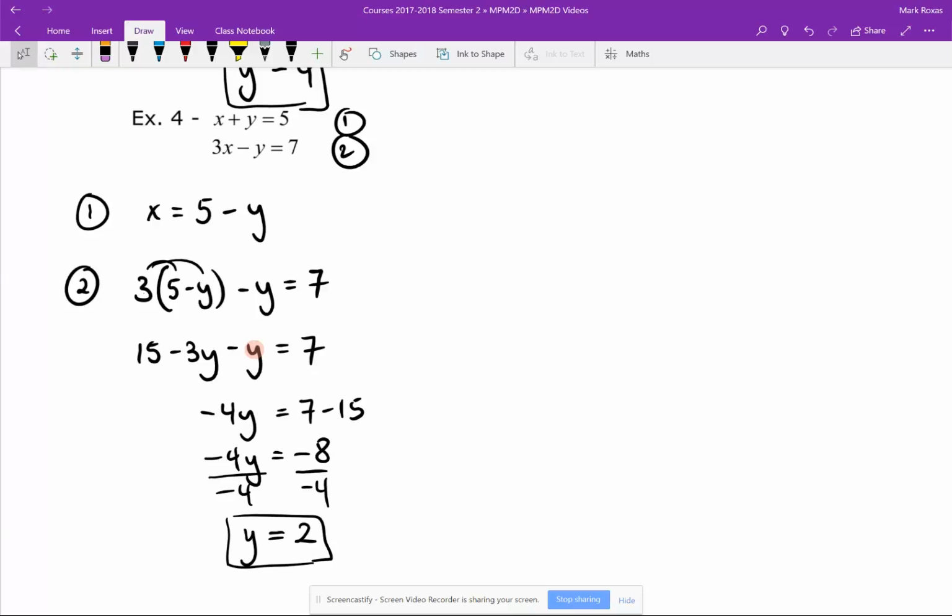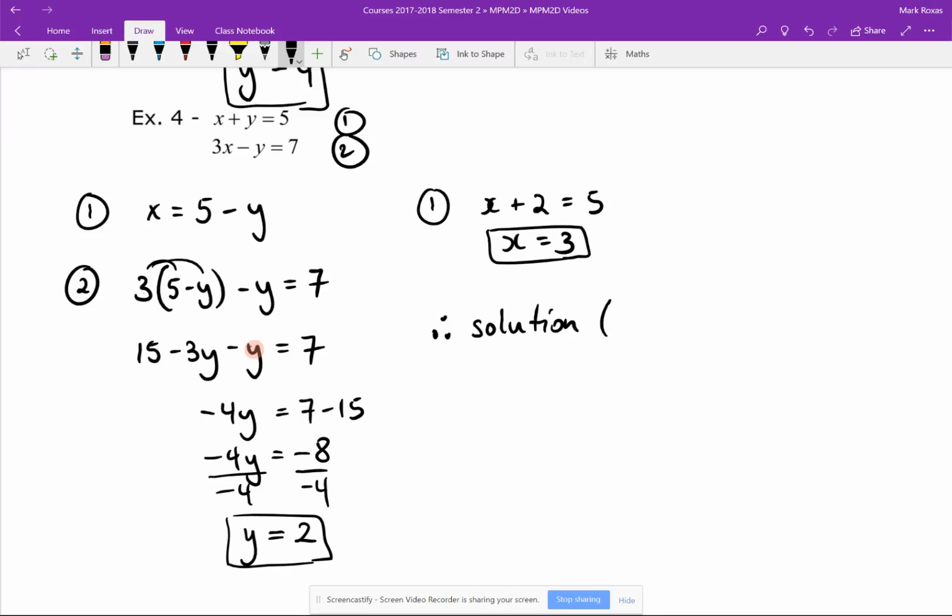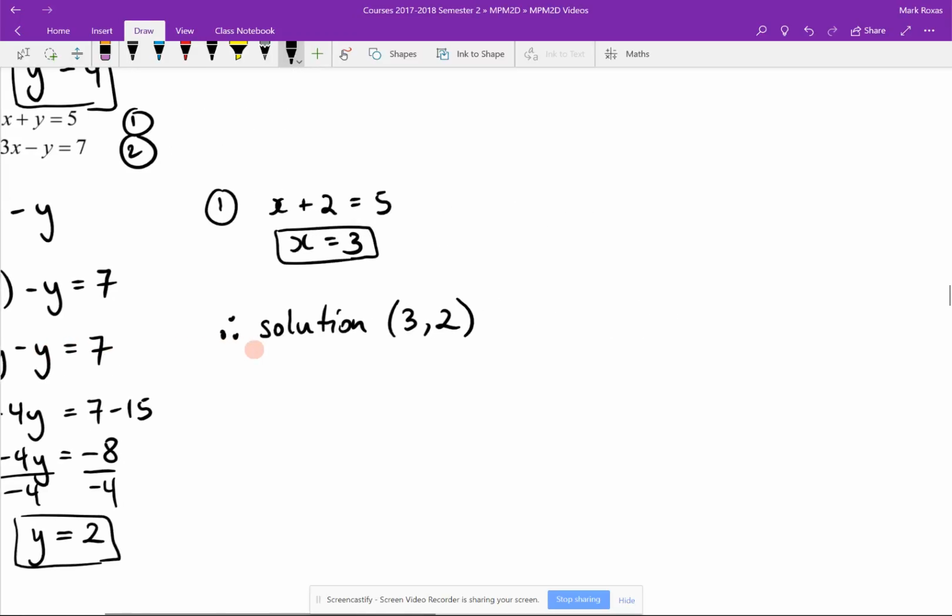Now substitute that back into one of your equations. So I'm going to pick the first one. So x plus my y value, which is 2, equals 5 on the right side. So x must be equal to 3, because 3 plus 2 is 5. And so therefore, the solution is (3, 2). Okay, and then again, check your work.